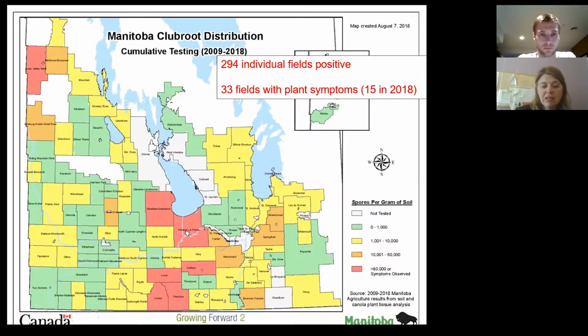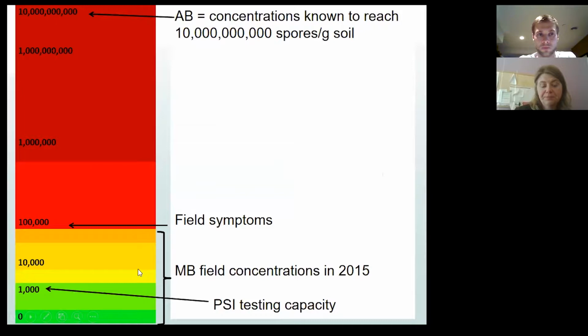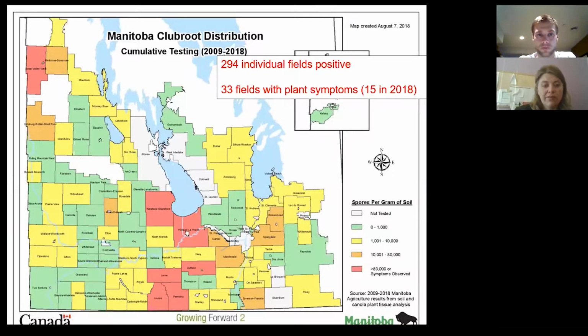So one thing that we wanted to look at was the frequency of canola that was being grown in some of these rural municipalities. And we found that in the municipalities that were testing with higher concentrations, we also had a higher frequency of canola being grown in those municipalities, which I don't have that one here.